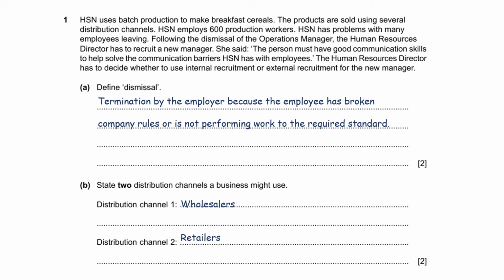Next, state 2 distribution channels a business might use. There are various distribution channels a business uses. Example, producer to wholesaler, producer to consumer, producer to retailer. So I have written 2 distribution channels, which is wholesaler and then retailer.